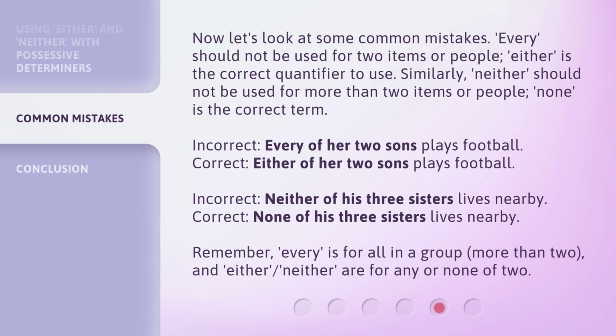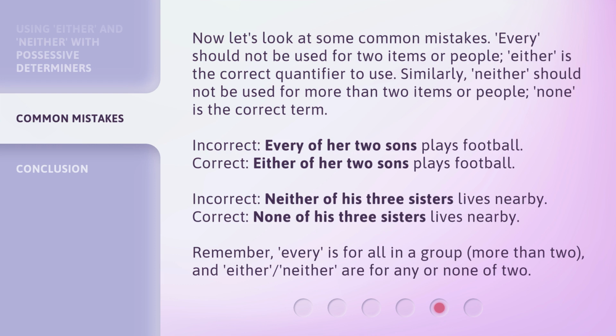Now let's look at some common mistakes. Every should not be used for two items or people. Either is the correct quantifier to use. Similarly, neither should not be used for more than two items or people. None is the correct term.